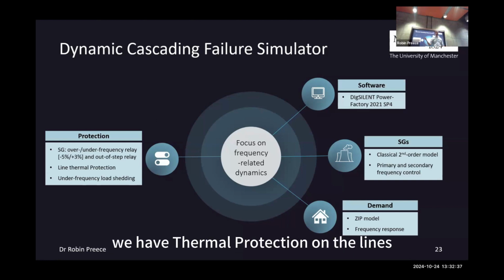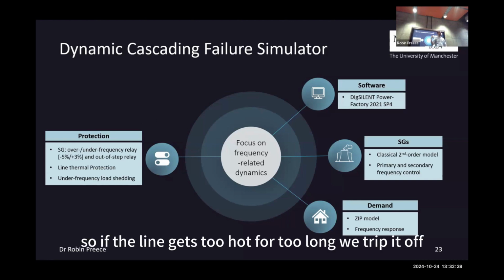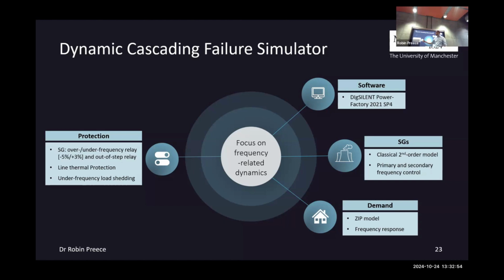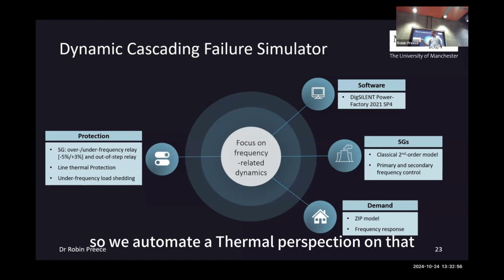We have thermal protection on the lines. So if the line gets too hot for too long, we trip it off. Some countries don't actually do that. They will manually do that. They will use thermal alarm systems, but they will rely on manual tripping. We obviously need to automate this within the simulation, so we automate a thermal protection on that.